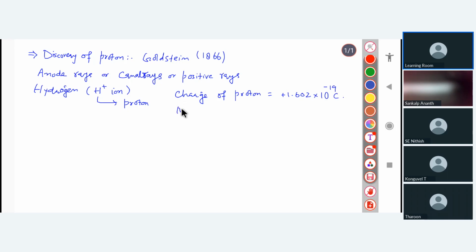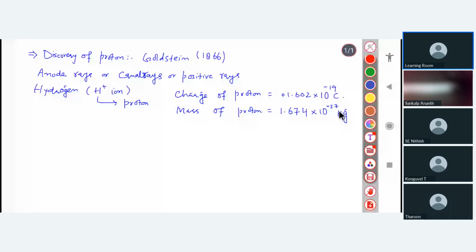Can anybody tell me what is the mass of proton? No, that's actually the mass of electron. Okay, it is 1.674 into 10 to the power minus 27 kg. Got it? Yes, sir. So you have to remember this: the charge and similarly the mass of proton and that of electron. They're very important. This is the mass in kg.